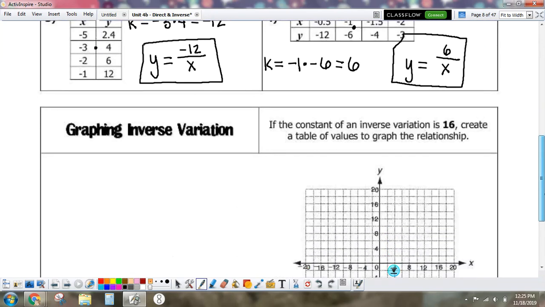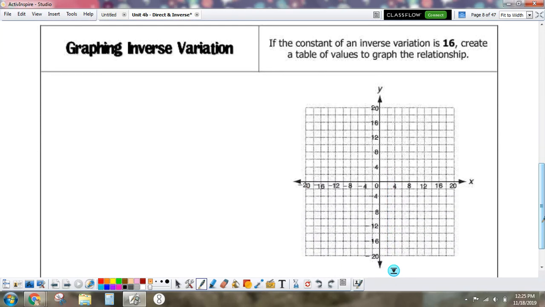Now, graphing is a little bit different. Whereas the direct variation made a straight line, these make kind of a curve, and the points on the ends of them are actually called asymptotes, which means that these lines never actually touch the axes. Okay, so even though you're graphing and it gets super, super close, they never actually touch the x or y axis.